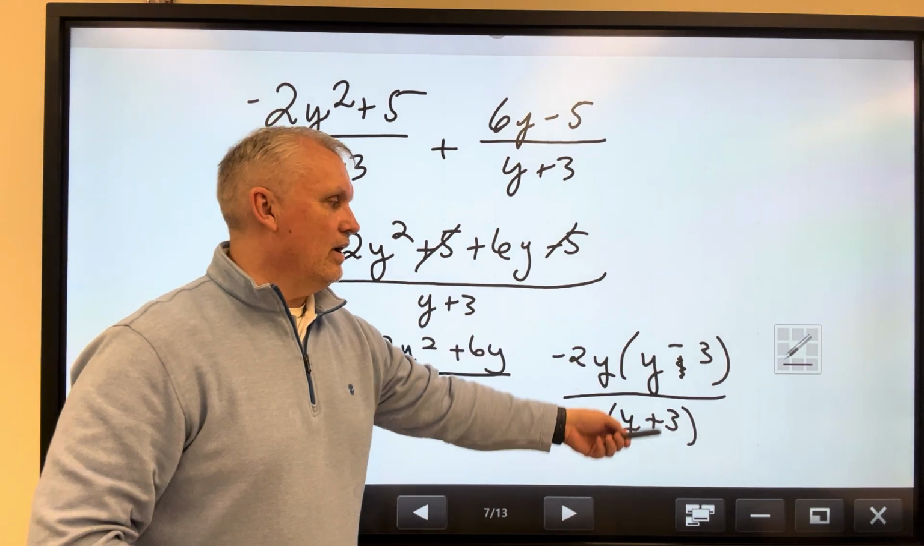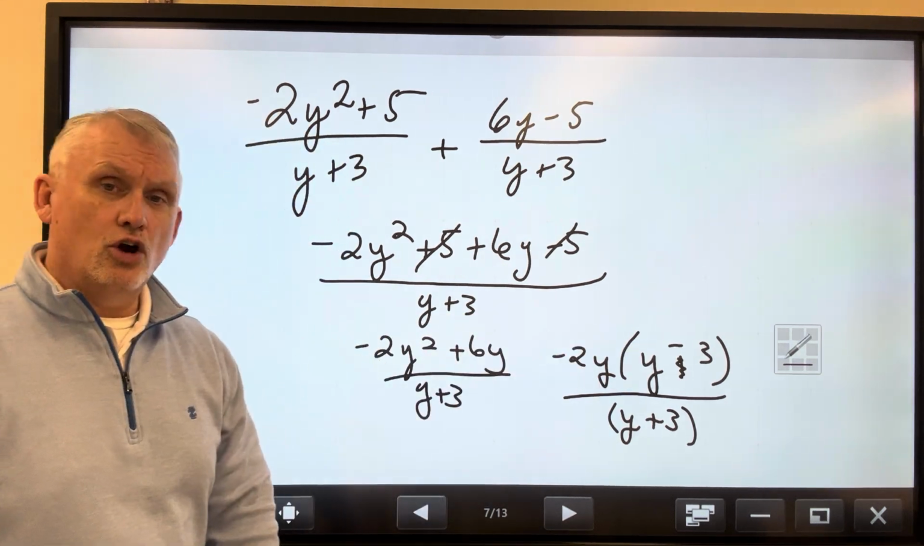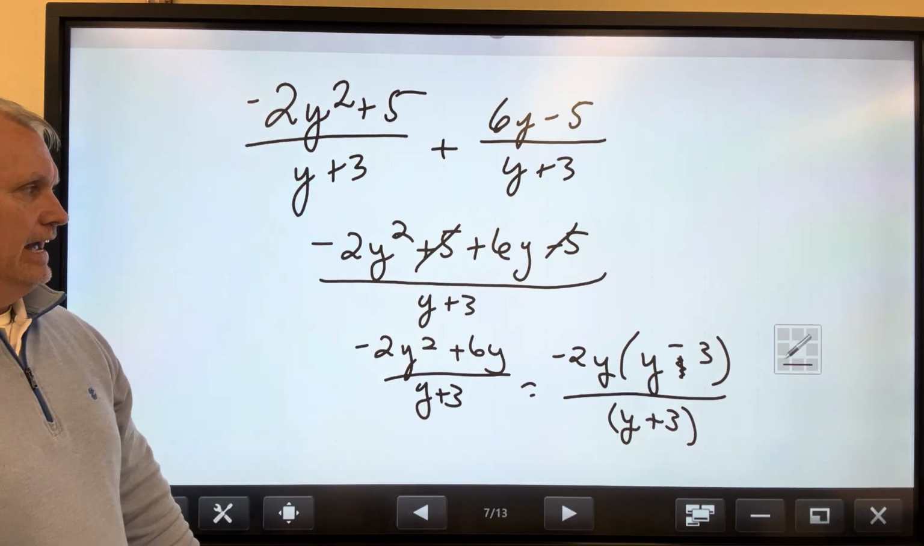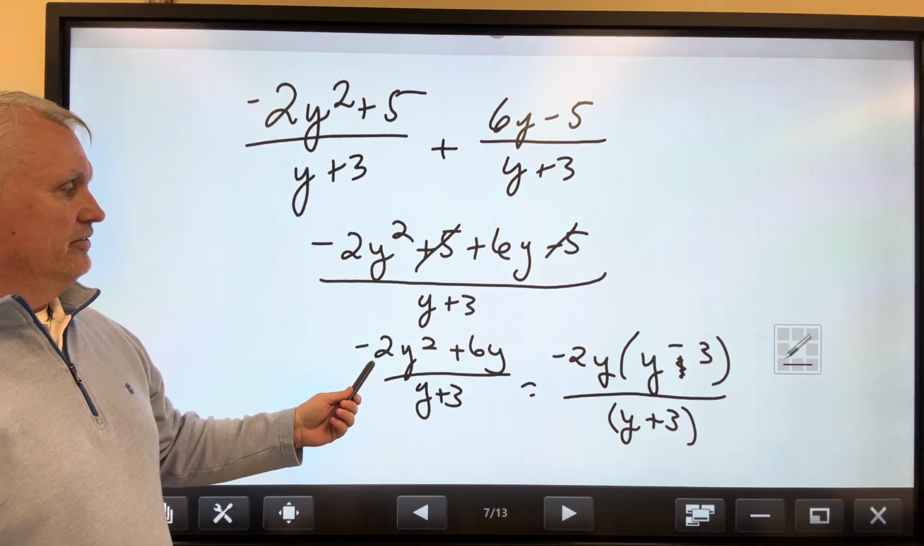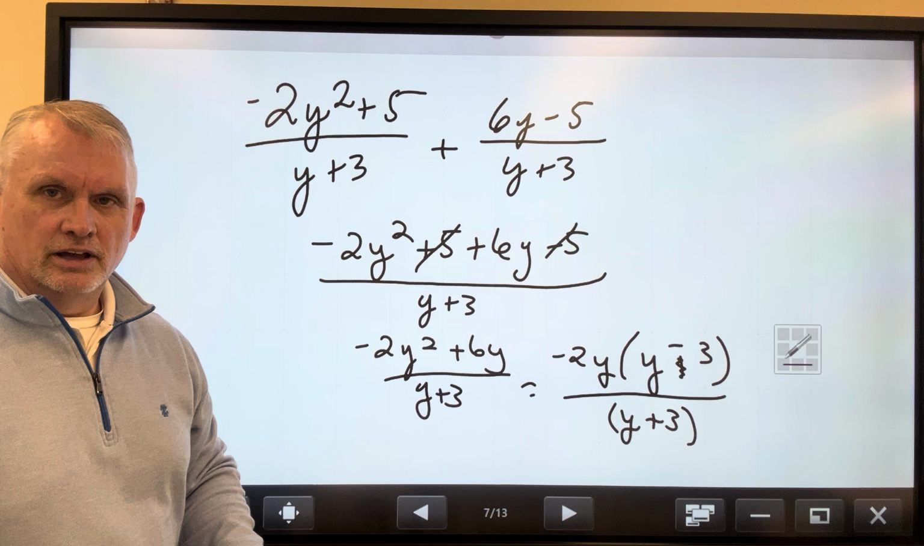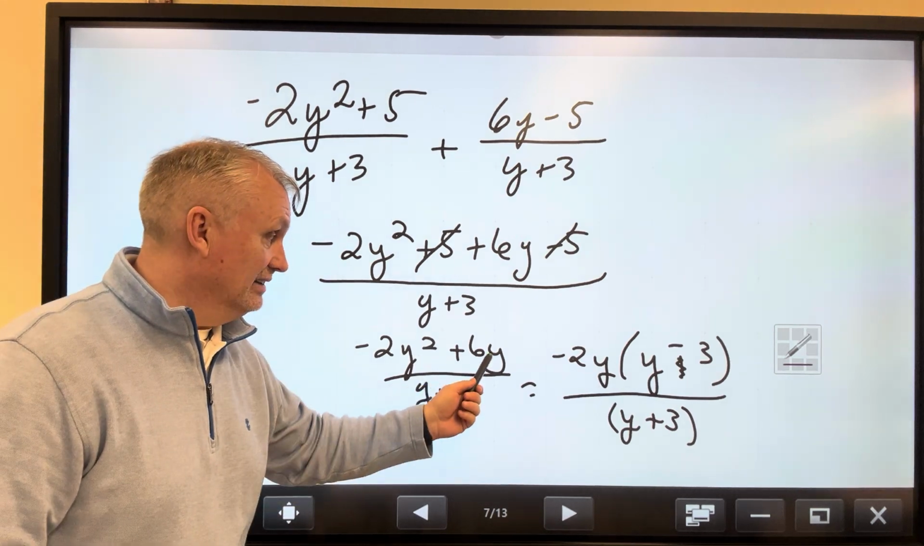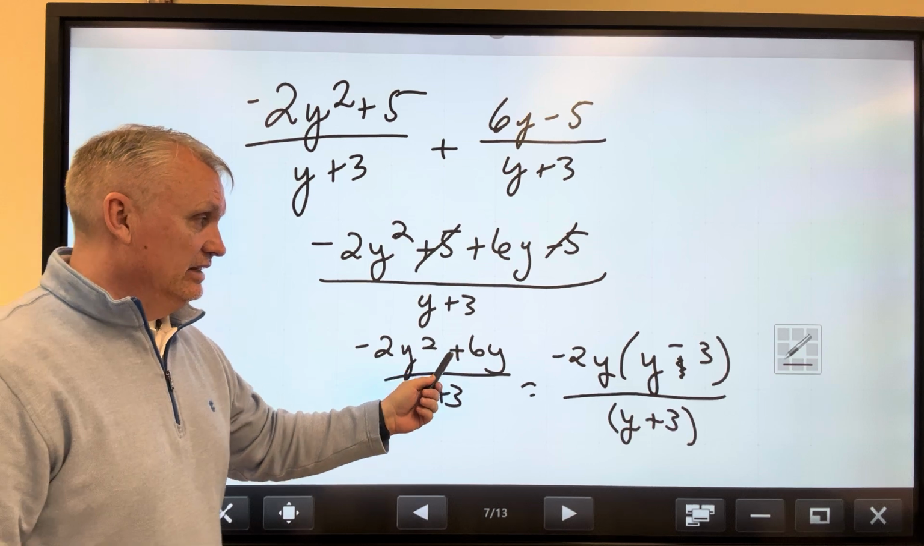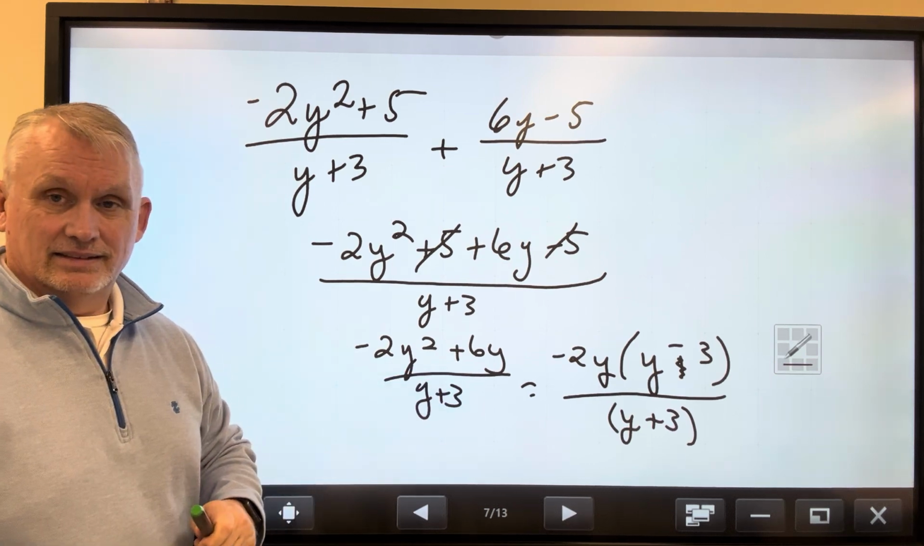Can I cancel out the y minus and y plus 3? The answer is no. This is a good answer. Okay? If it starts with the negative, factor out the negative. But it changes all the signs. Notice it changes this. If I factor out a negative, this changes to minus. Okay?